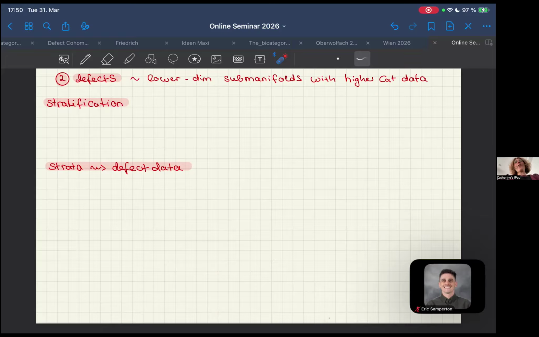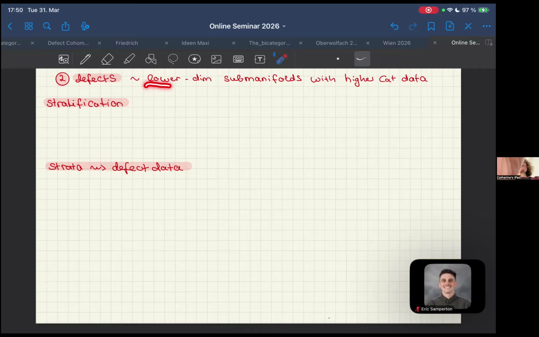Which higher categorical data is the good one depends on what is the categorical data of the model without the defects. And in this case, the categorical data is known also from the work, for example, by Kitaev and Kong, who studied it for Levin-Wen models, and one has a clear idea what to put. So one needs to think about how to organize all these lower dimensional submanifolds of different dimensions into something coherent, and also how to label them with higher categorical data.